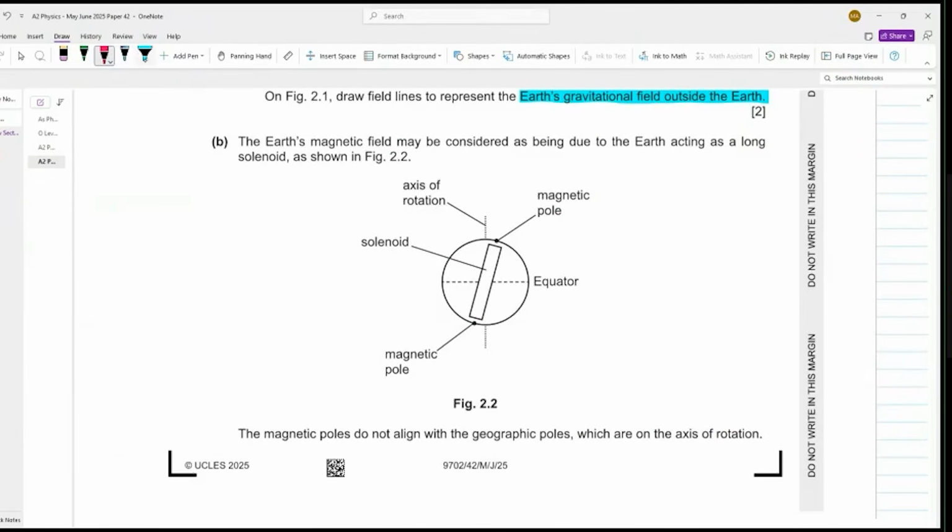The Earth's magnetic field may be considered as being due to the Earth acting as a long solenoid as shown in figure 2.2. So Earth has a magnetic field as well. The magnetic poles do not align with the geographical poles, which are on the axis of rotation. Okay, perfect.